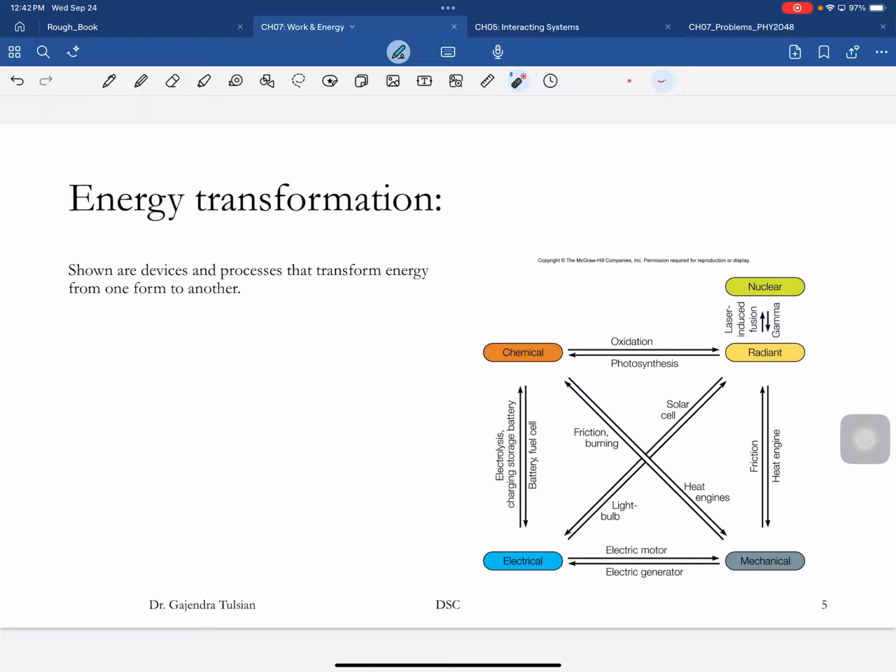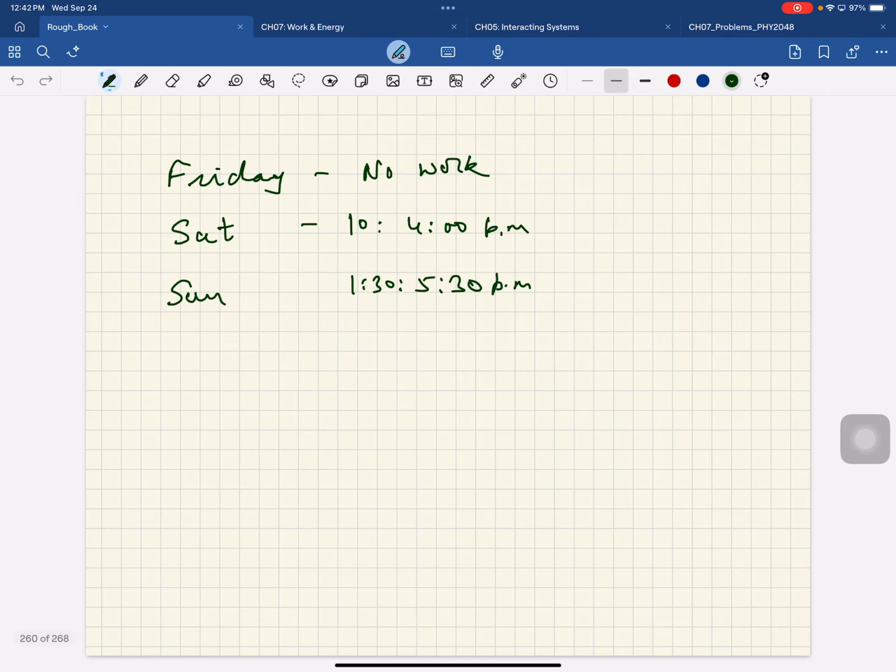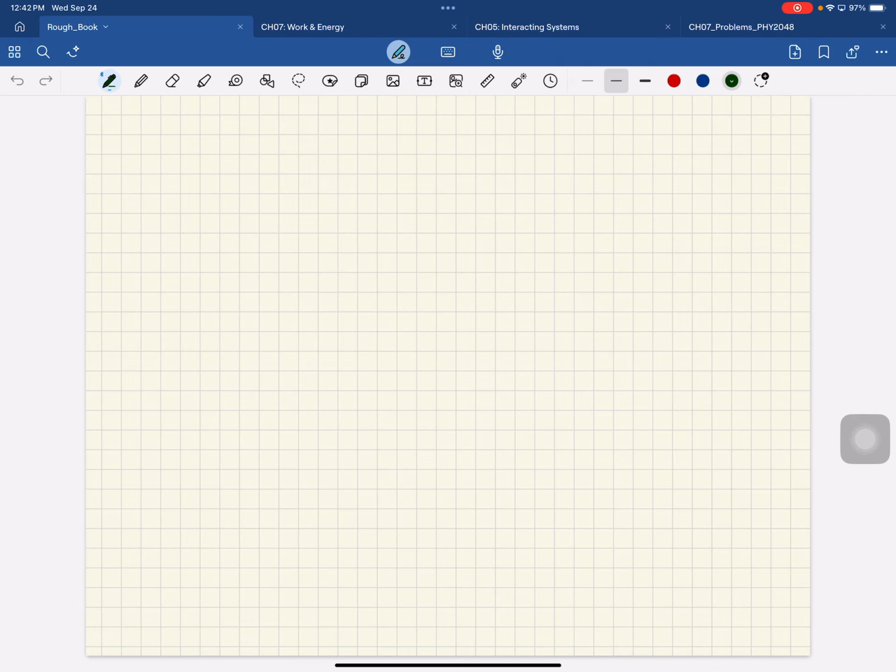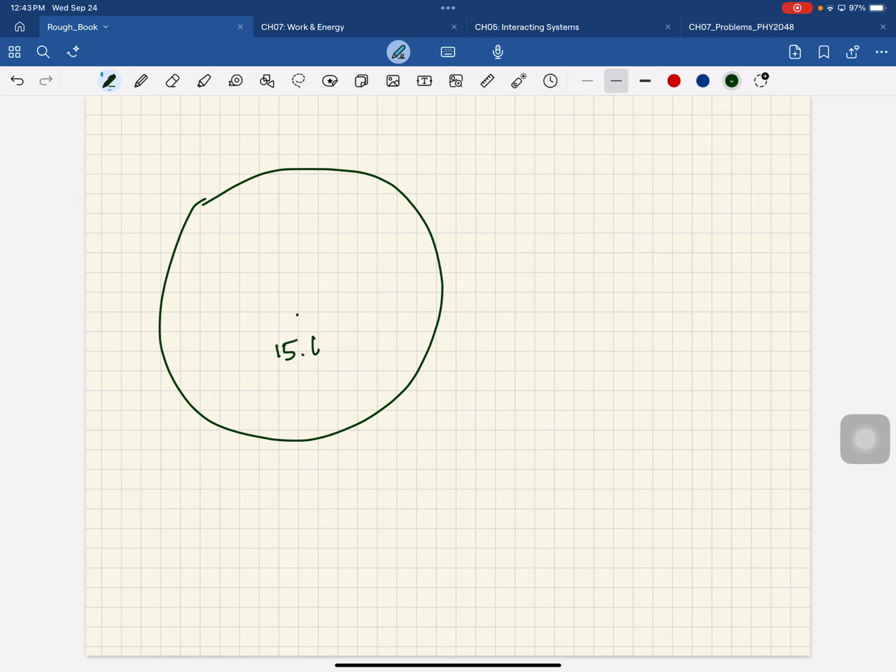It happens in the sun. Okay. So let's briefly talk about that. So in the sun, what does the sun do? It uses the heavier element to raise the temperature. Right. So in the center of the sun, the temperature is 15.6 million degrees Kelvin.